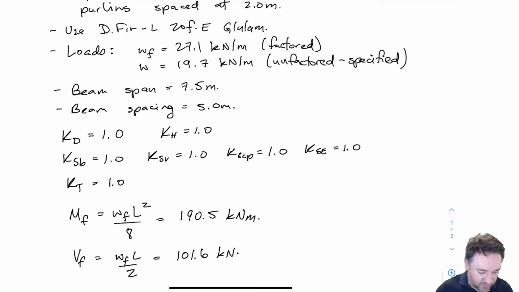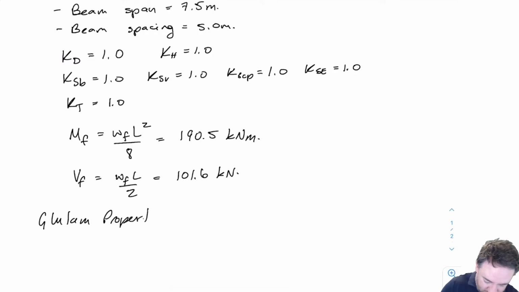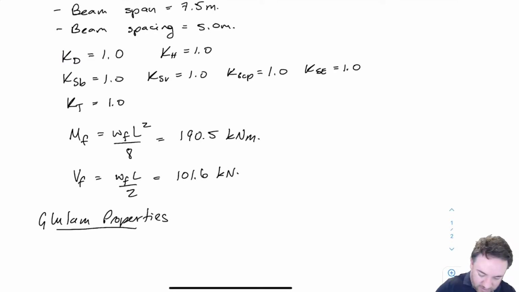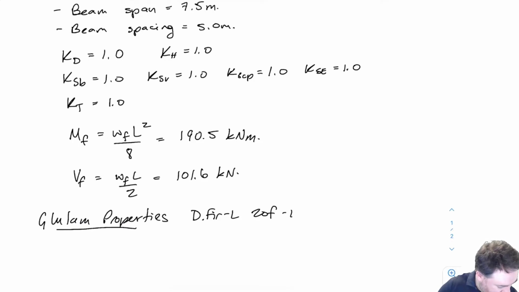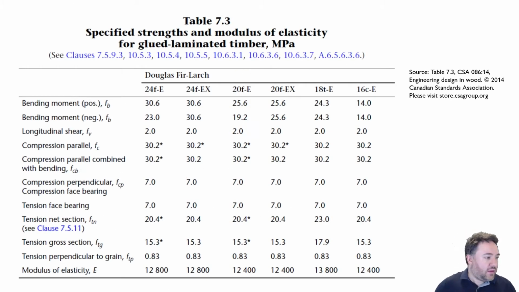Actually, let's get our glulam properties as well first. Remember, this is Douglas fir larch 20F-E. So we are going to go to the glulam strength table here and pick out Douglas fir larch 20F-E. What are the things we're going to need? We're going to need bending moment positive. We don't have any negative bending, so we're going to need this one, bending moment positive.